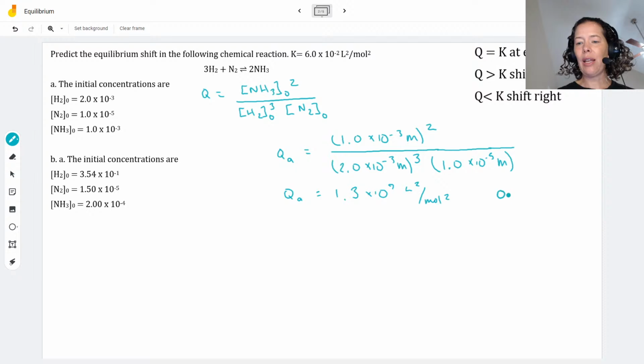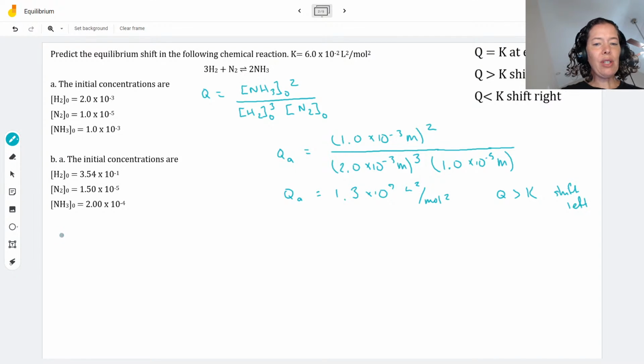So we've got a Q is greater than K situation, which means we are going to shift to the left, or we're going to shift back to the reactant. So we're shifting in this particular case to the hydrogen and nitrogen gas side of the equation. All right, so it's pretty simple. We're just plugging in initial concentrations, and then we are calculating Q. Let's go ahead and do this for part B.